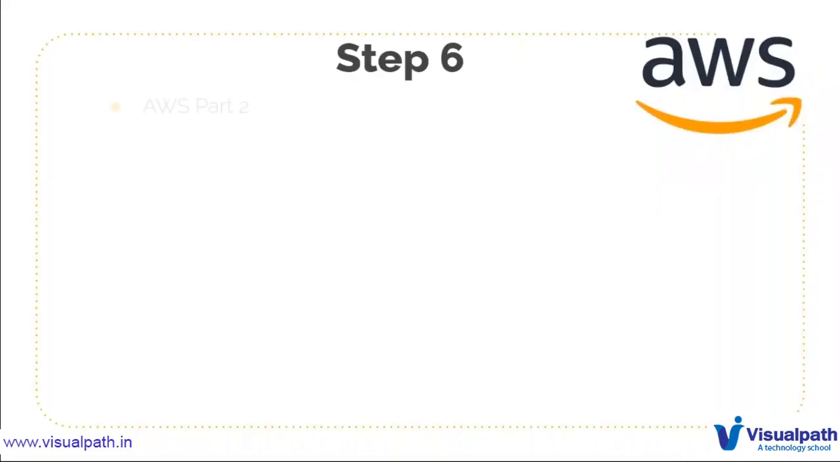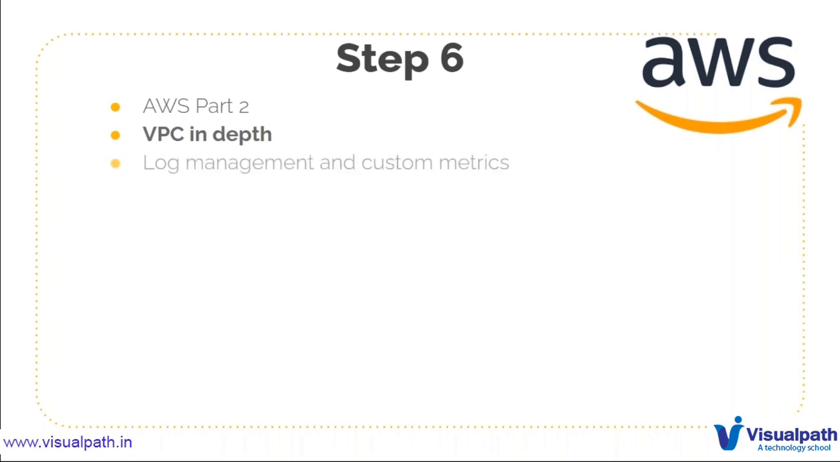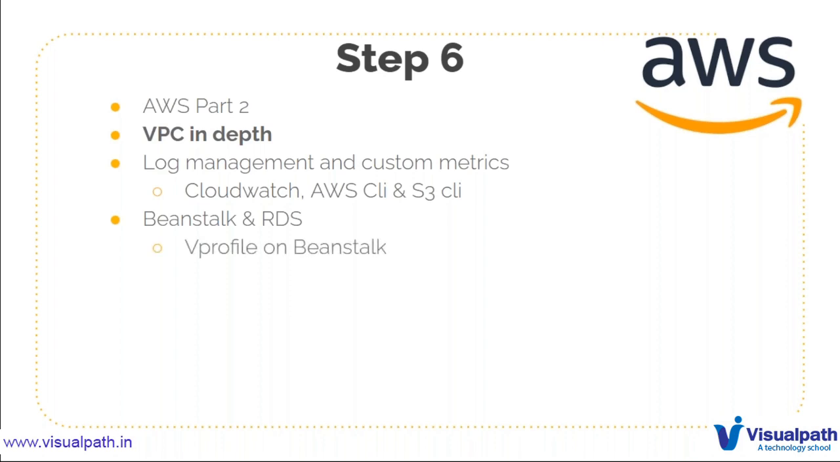All right, step six, AWS Revisited. AWS part two, we're going to get into VPC in depth. Log management and custom metrics. We're going to use CloudWatch. We're going to see AWS CLI, S3 CLI. We'll be seeing some DevOps services also, like Beanstalk. And we'll also be using RDS again.